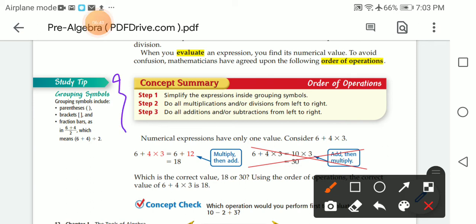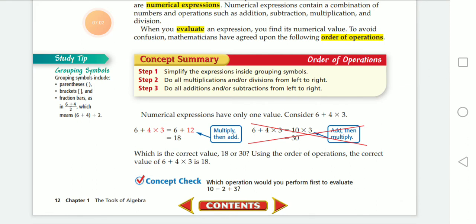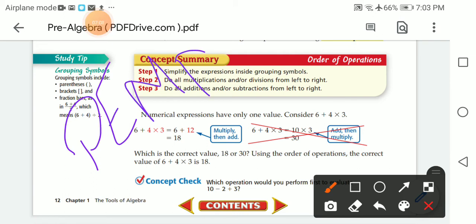So step one, simplify the expressions inside grouping symbols. Do all multiplications or divisions from left to right. From left to right, for God's sake. Do all additions and subtractions from left to right also. So these are our steps. It's very easy to remember these steps from PEMDAS. This is the easiest way in order of operations.